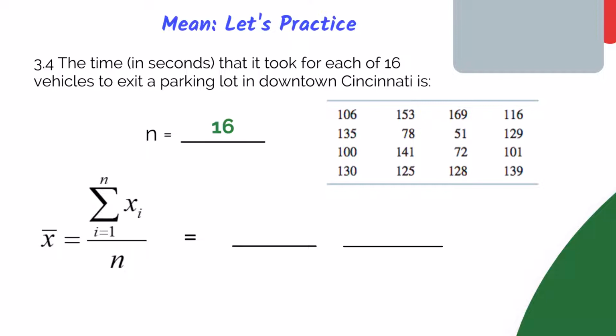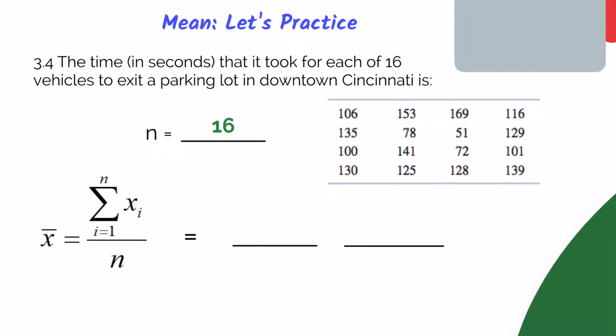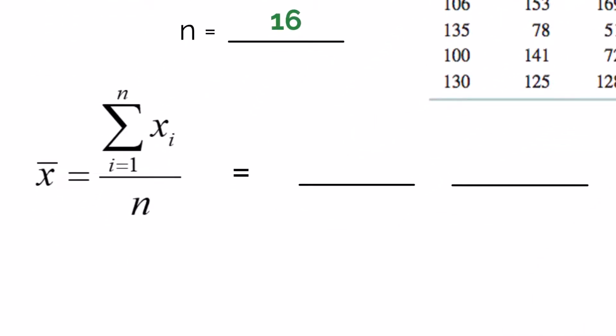Next, we're going to compute our sample mean. Here's our formula, where it tells us that we must first add up all of these values in the table, and then divide by the sample size. When we add up all of our x's, we get 1873 in the numerator, and then we divide by our sample size of 16, and we get 117.0625 as our sample mean.